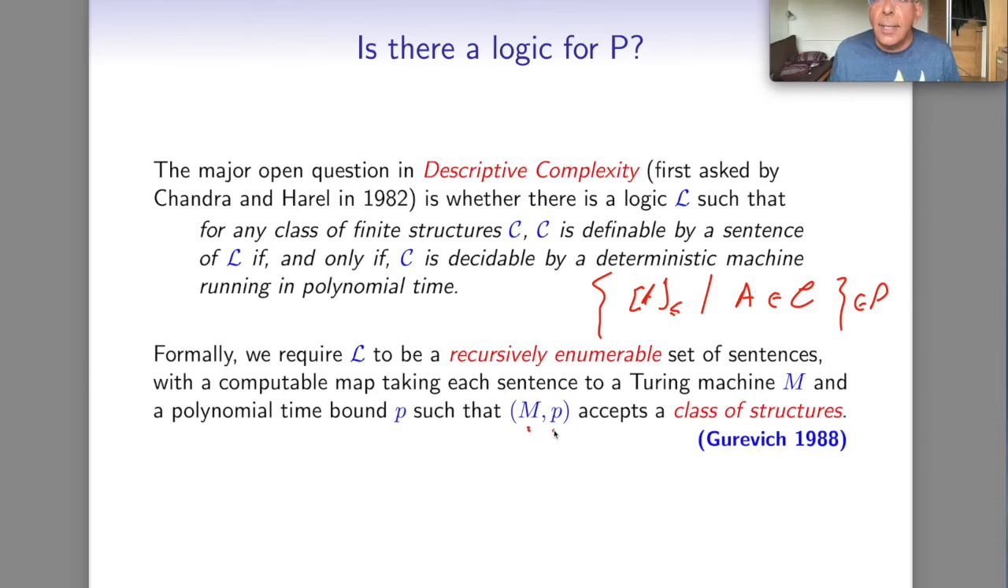So this is the sense in which, in some sense, Fagin's theorem provides a logic for NP, because it gives you not only a set of sentences in which you can define exactly the classes of structures definable in NP, but it also tells you that you can translate any sentence of existential second-order logic into a pair which is a non-deterministic machine and an explicit polynomial bounding its running time.